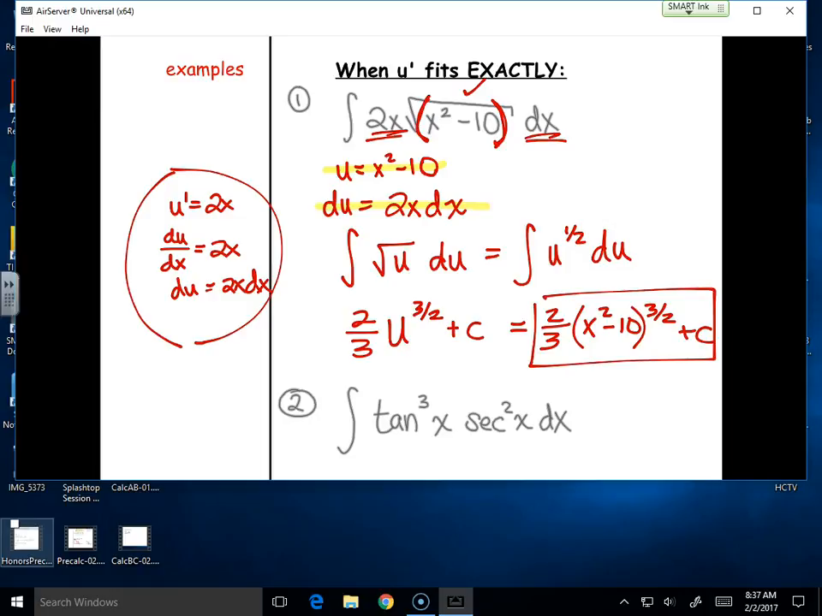And how can you check if you're right? The same way we always did. You would bring down the 3 halves, cross, cross. You would have x squared minus 10 to the 1 half, square root, times u prime 2x. Aha, it matches.